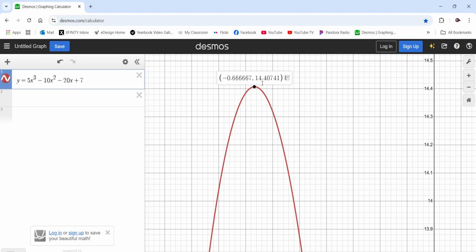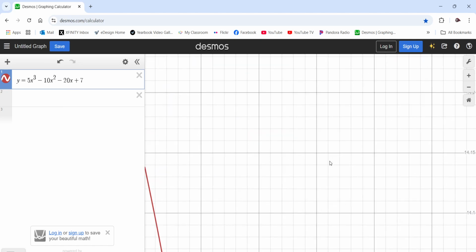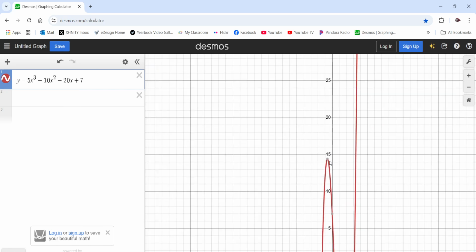So what is this? This is a relative what? Maximum at what point? Negative 0.67, we'll just round it to 2 places. Negative 0.67, and then positive 14.4. That's where it's located. Does that make sense? Super easy, would you agree? You just have to know, is it a maximum, is it a minimum, and all that kind of stuff.